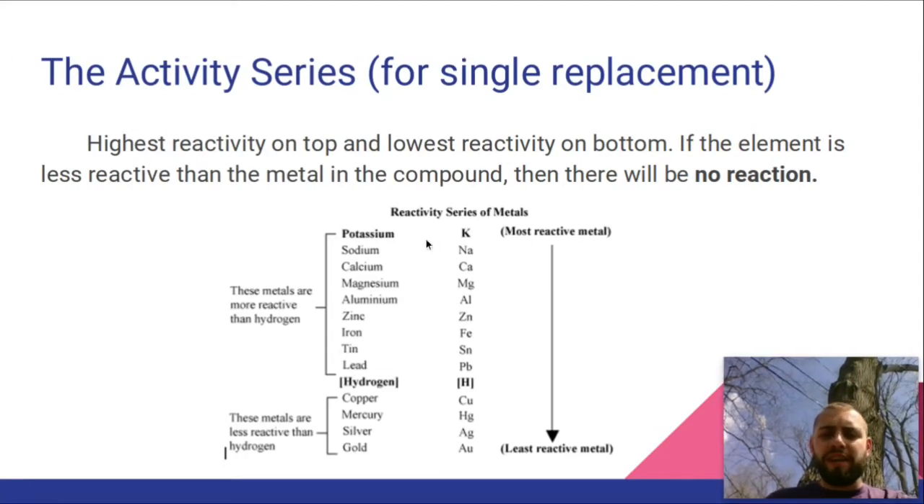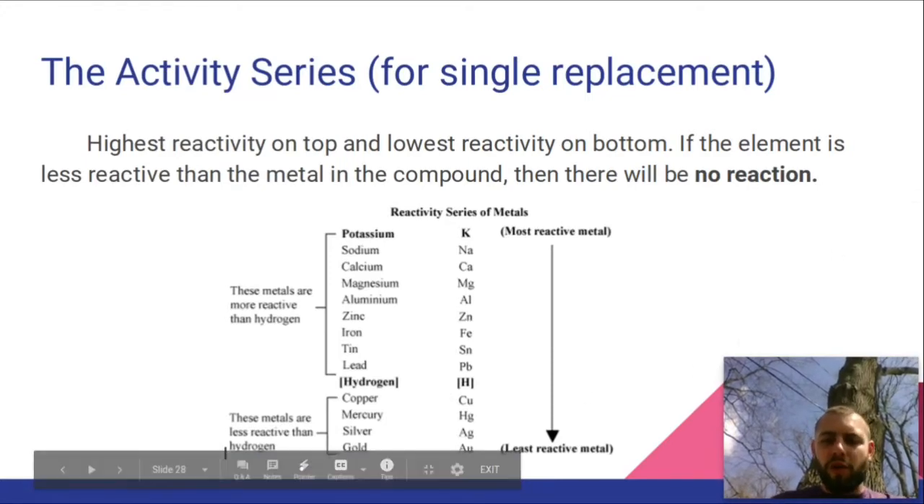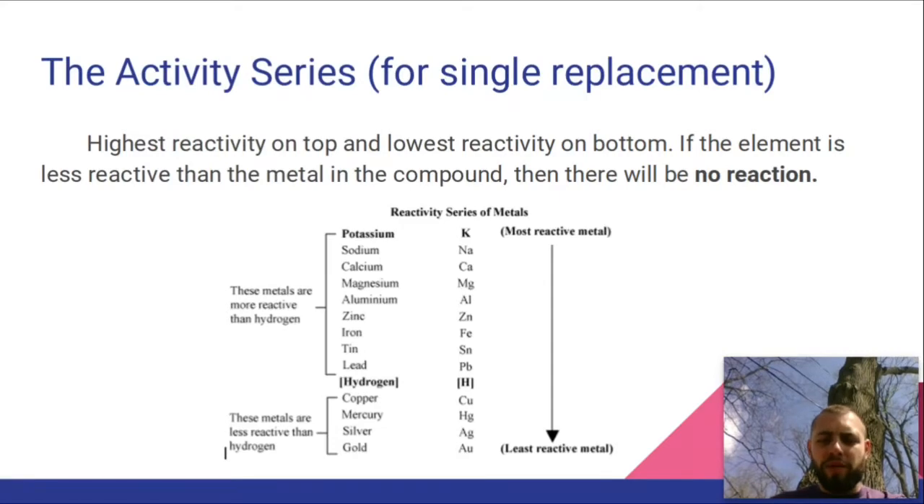So if we're looking at this, we can see that it places potassium at the top. Potassium is a very reactive metal. We saw that. We did a little potassium explosion at the beginning of the year. Right underneath that, it's got sodium. Sodium is also a very reactive metal. And then we keep going. Calcium, magnesium, aluminum, zinc, iron, tin, lead, hydrogen towards the bottom here. And then copper, mercury, silver, gold, and I think platinum would be right underneath that.